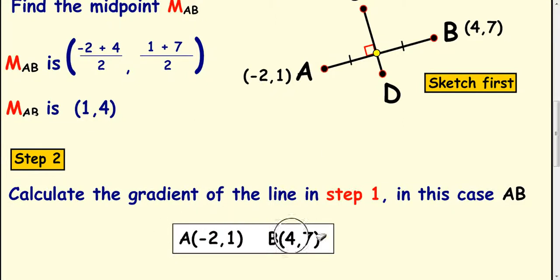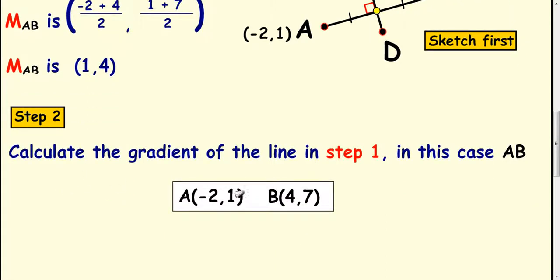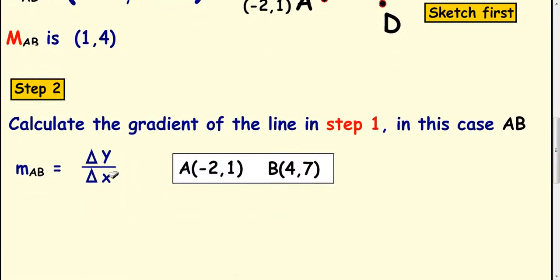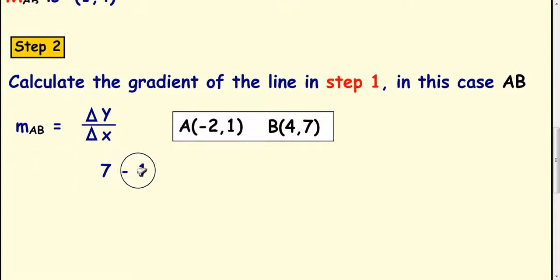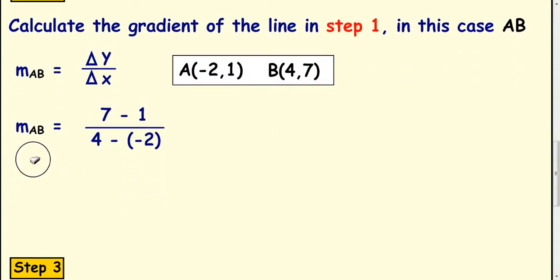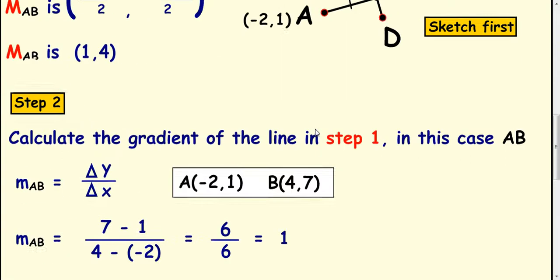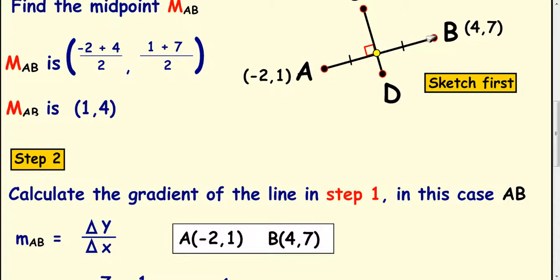And I often write the 2 points I'm using next to my calculation so that I am accurate with what I'm doing. It's very easy to mix up your delta y over delta x and put the wrong numbers in the wrong places. So on the top line is your delta y, so your change in y's is 7 take away 1, and the bottom line 4 take away -2. So 7 take away 1 is 6, and 4 take away -2 is 6. So that comes to 1. So the gradient of this line is 1.